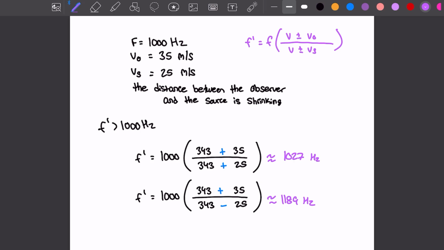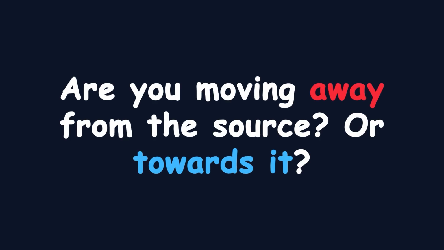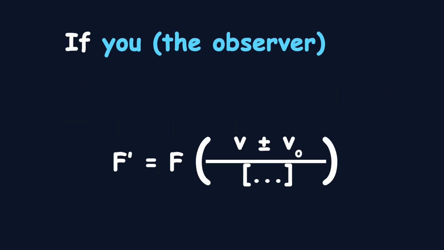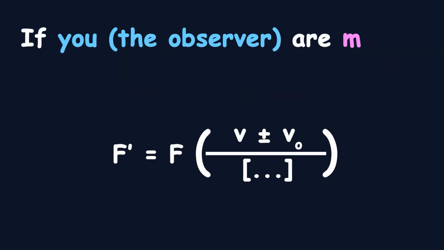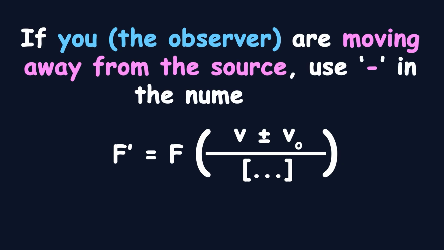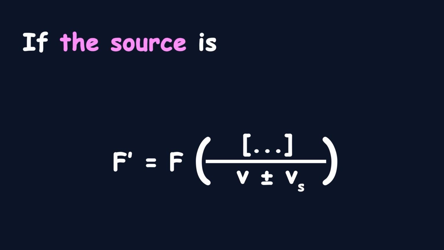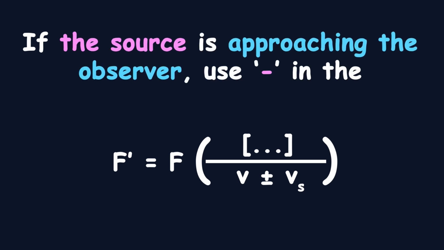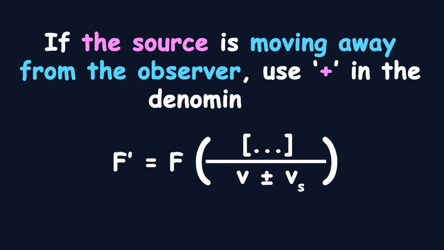This is why we have to learn a few more rules. When doing a problem where both are moving, you have to ask yourself, are you moving away from the source, or are you moving towards it? If you as the observer are moving towards the source, then use addition in the numerator. But if the observer is moving away from the source, then use subtraction. On the other hand, for the denominator, if the source is moving towards the observer, you use subtraction. But if the source is moving away from the observer, then use addition.